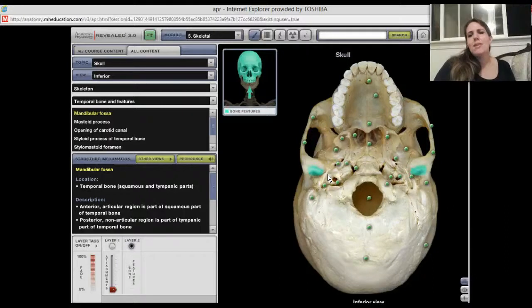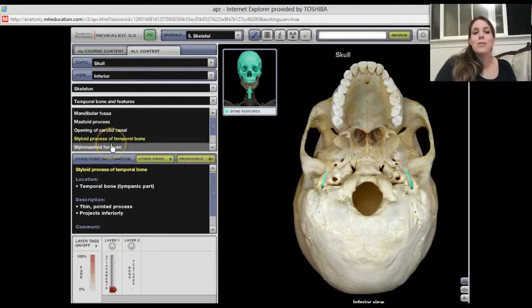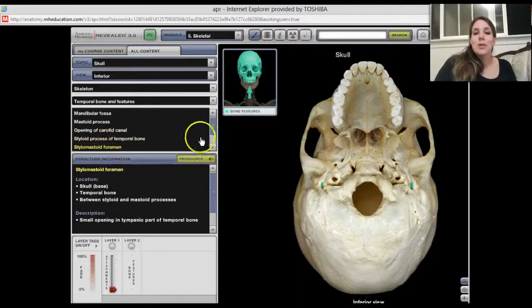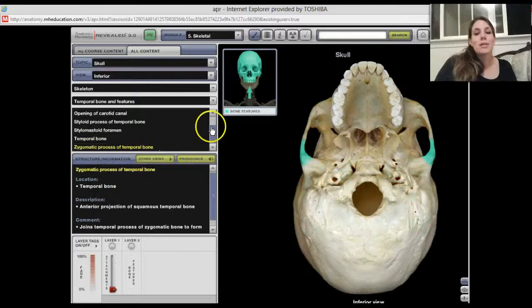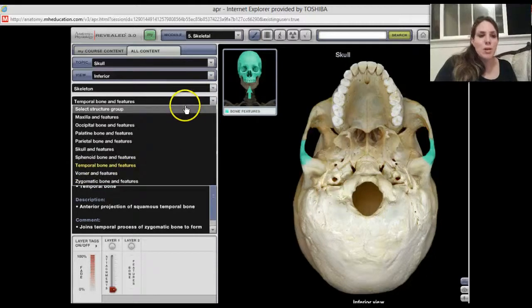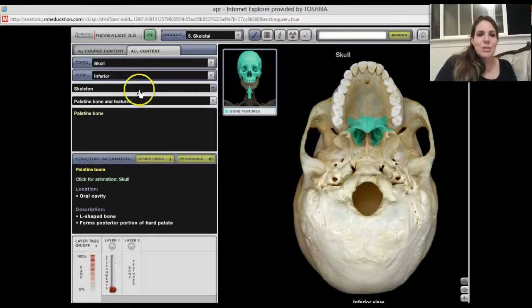So that is the inferior skull. So let me just go through these one more time. So mandibular fossa, mastoid process, carotid canal, styloid processes, you already know those, stylomastoid foramen, temporal bone, zygomatic process of the temporal bone. And those are just some of them. And then, of course, we can go back to your palatines, your palatine bone.